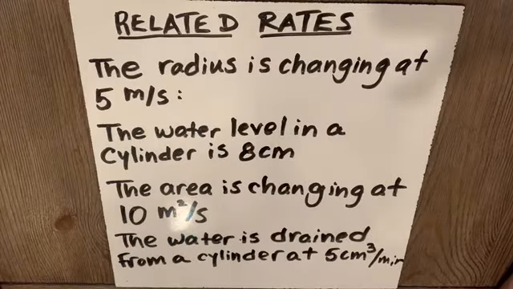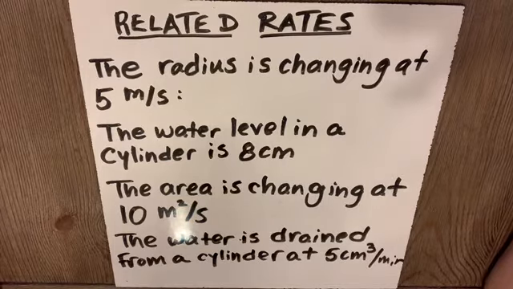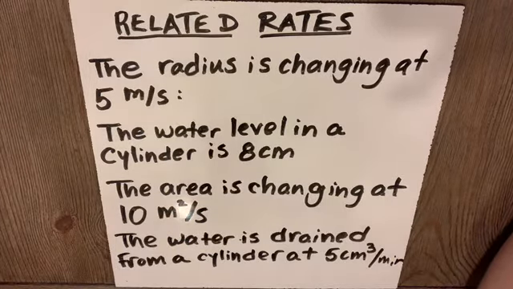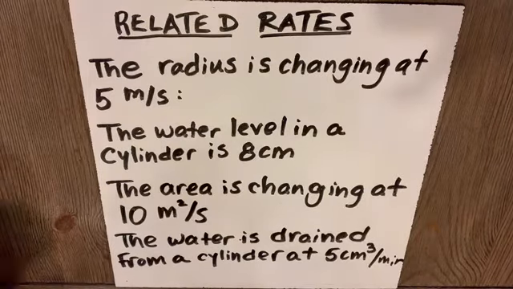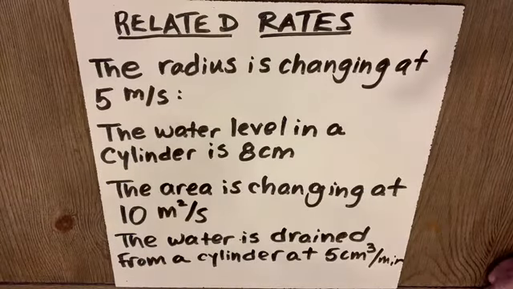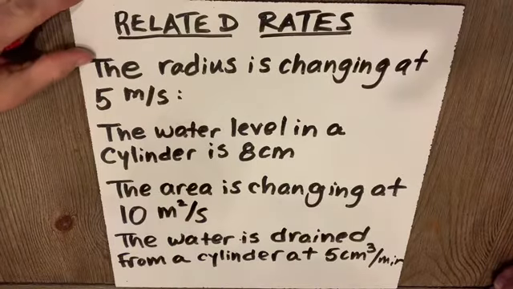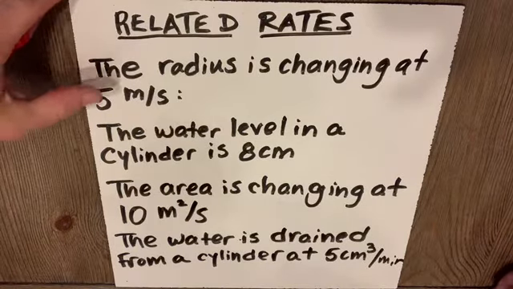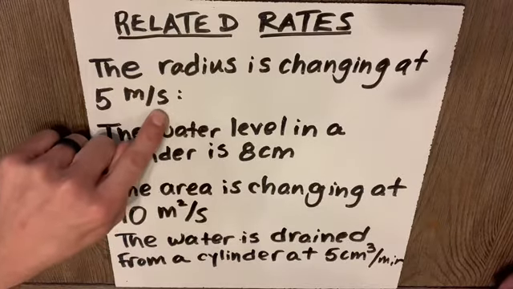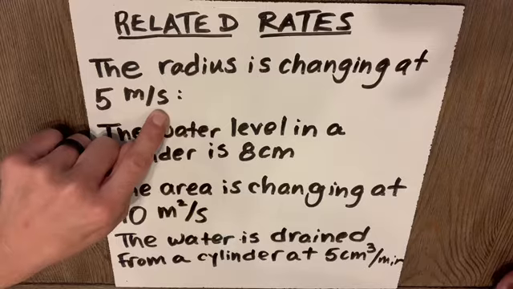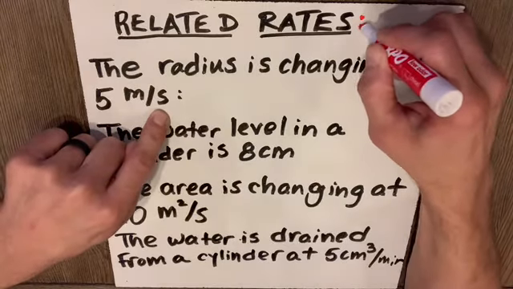As a prerequisite to being good at related rates, we must be able to identify which variables are changing and which are not. So before we even get into related rates, let's talk about identifying variables and rates of change. The radius is changing at 5 meters per second. Look at the units, meters per second. That's a rate.